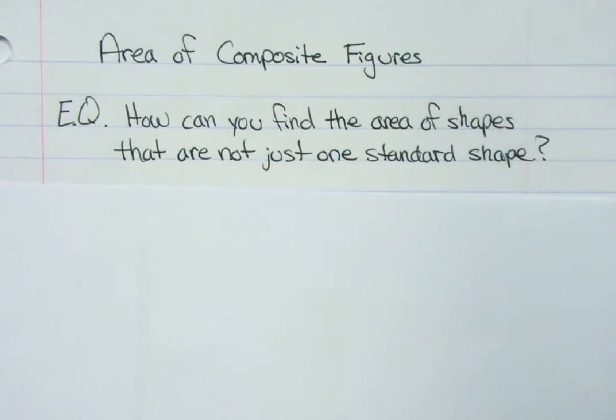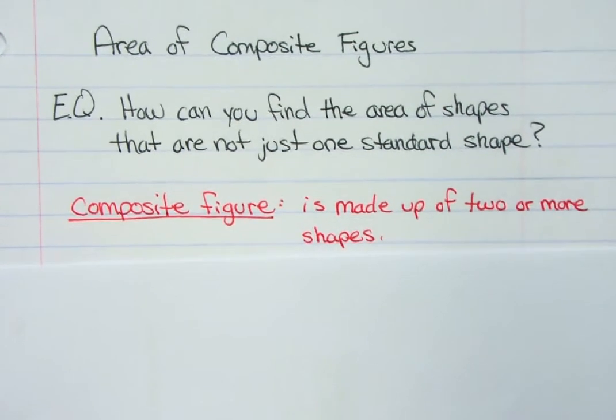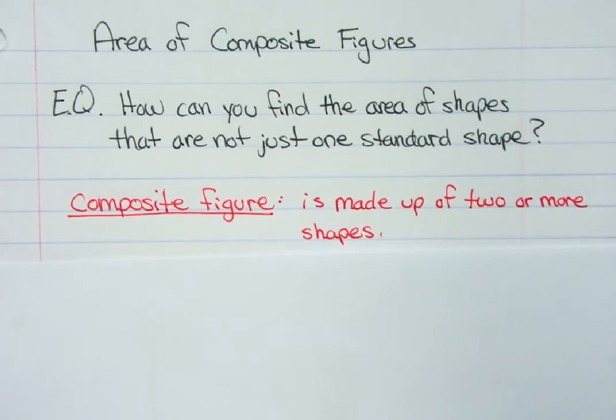All right, this is area of composite figures. How can you find the area of shapes that are not just one standard shape? Okay, that's our central question. Let's go ahead and start. A composite figure is made up of two or more shapes.